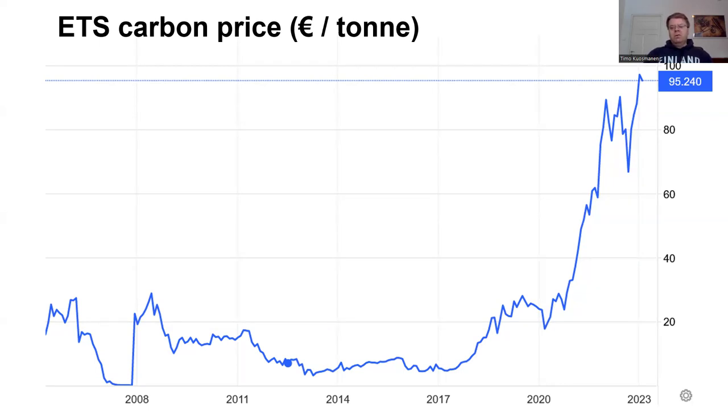That is partly due to stricter policy, because, of course, the policymakers saw that these emission rights prices were very, very low. So then they took more ambitious targets for this abatement.